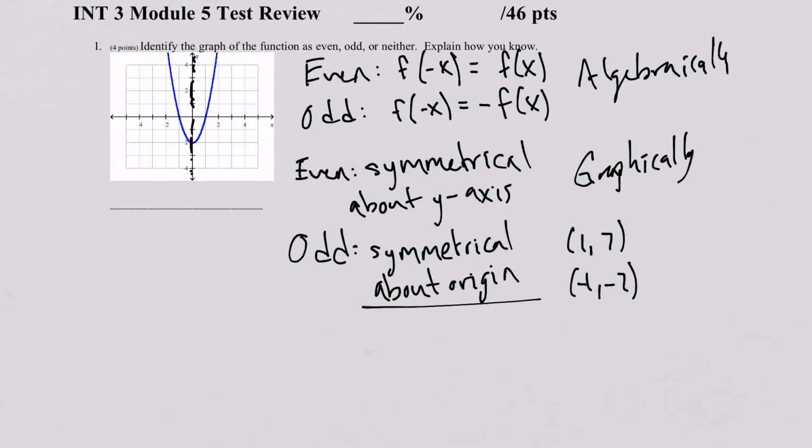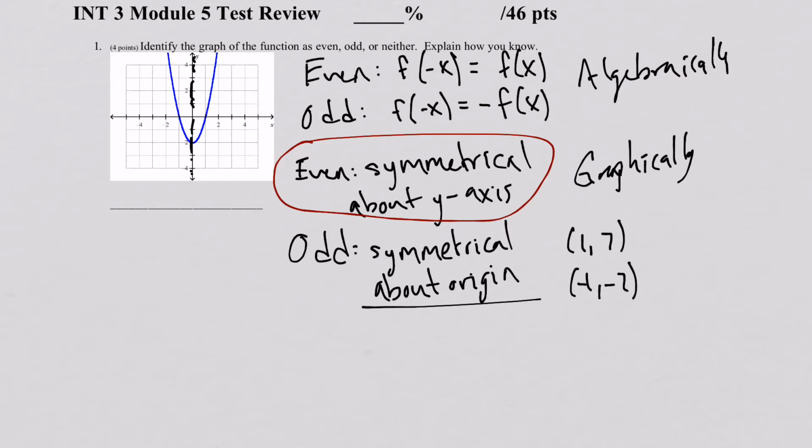So in this case, this one is obviously even. We can see that it's even because it's symmetrical about the y-axis. We can't tell algebraically, because I don't have the function of this. All I have is the graph of it. But I can see from the graph that it is symmetrical about the y-axis.